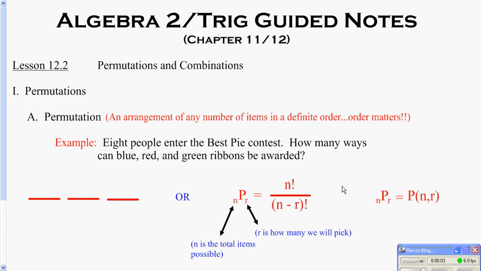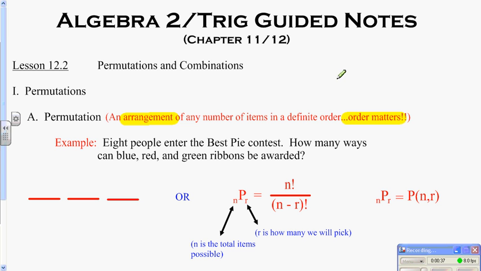Lesson 12.2, Permutations and Combinations. One of the distinctive differences between permutations and combinations is that in permutations, arrangement is the key. For a permutation, order matters. So if you line people up for a picture and you change one person to a different location in the lineup, that is a brand new arrangement. In other words, a brand new permutation.